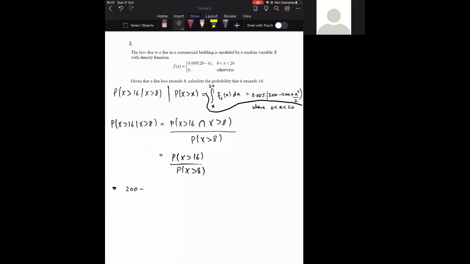We know that 0.005 will just get canceled out, so no need to write that. Plus 200 minus 20 times 8 plus 8 squared over 2. This becomes 8 over 72, which is equal to 1 over 9 as our final answer.